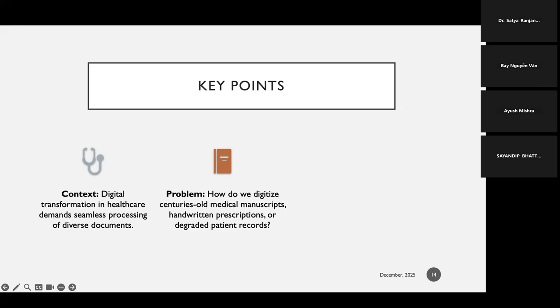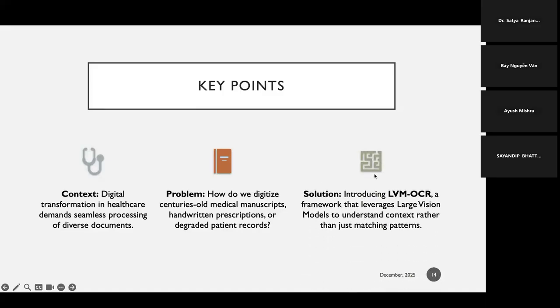So there are a lot of handwritten prescriptions, century-old medical manuscripts, or patient records that have been sitting in a damp warehouse for decades. These documents are often torn, yellowed, or faded. So the big question is, how do we digitize them? If we use standard tools, they fail. Like with OCR for Chinese, we cannot extract the text because it's looking for perfect input. So they just see the noise, not text.